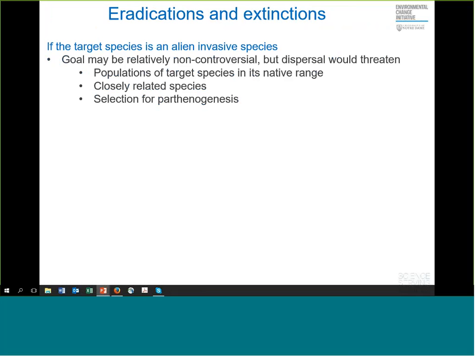Now, if the target is an invasive species, or any species for that matter, there's also something that, as I've reflected on this issue over the last few weeks, I think is important to consider, a topic on which I'm not an expert, but I believe could be quite important. And that is that for gene drive applications whose purpose is to drive a population extinct, there will be strong selection for parthenogenesis.